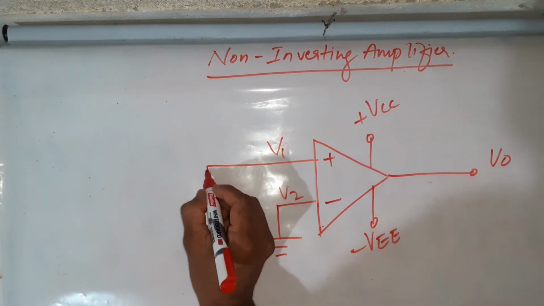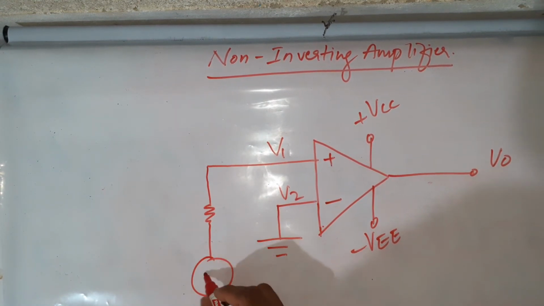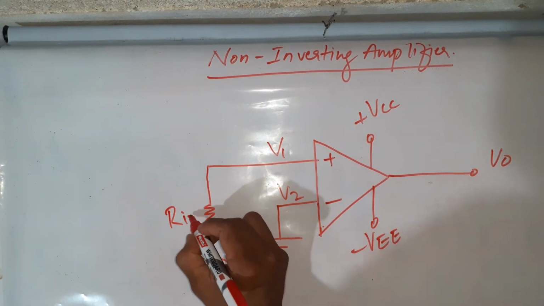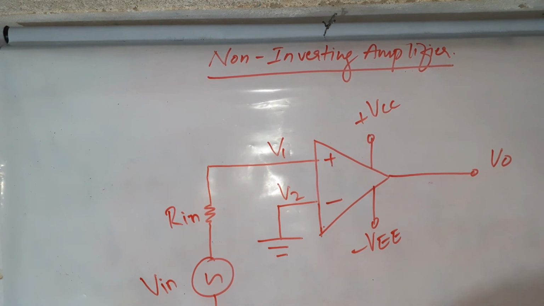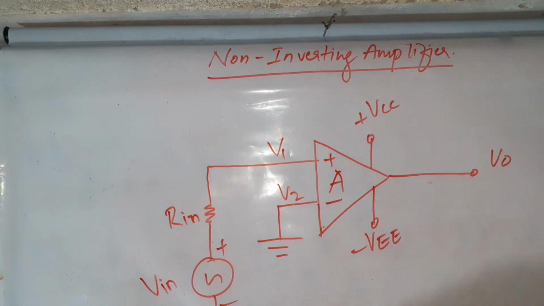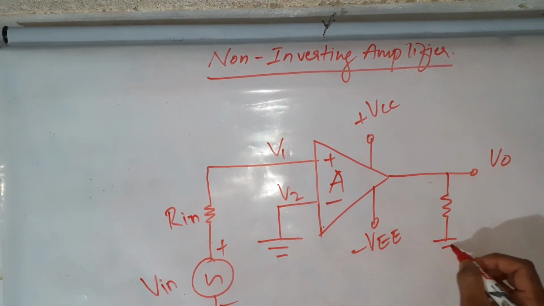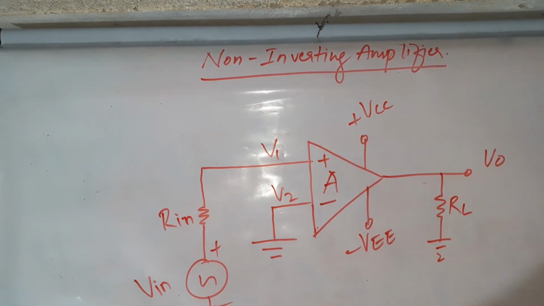V1 should be connected to supply with a resistor, supply voltage. This will be your R in, this will be your V in. Understood? This is your gain of your op amp. And here I have missed error. So all these topics are part of your syllabus, so mind it.